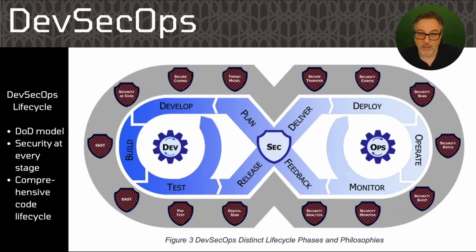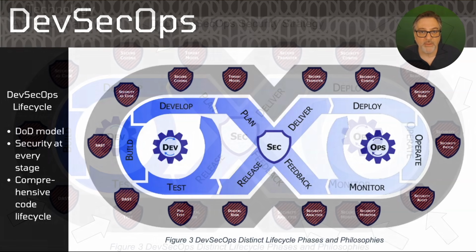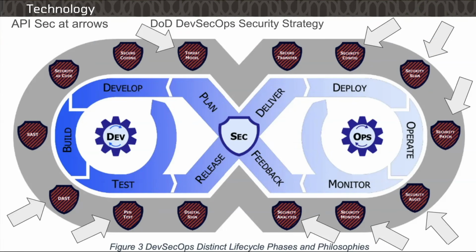Now, what we're going to do is we're going to talk a little bit about API security more specifically. Again, this is just going to be an overview. When we look at these 15 areas and we think about them in the context of APIs, in my view, there are a few that are more important than the others. And those are threat modeling, DAST, the dynamic application security testing, pen testing, security config, security scan, security patching, audit, monitoring, and analysis. So most of the operations side.